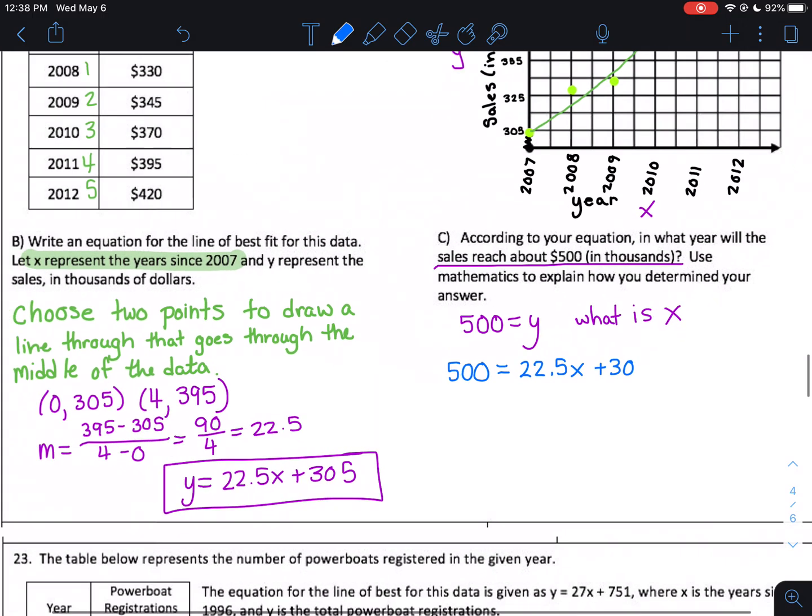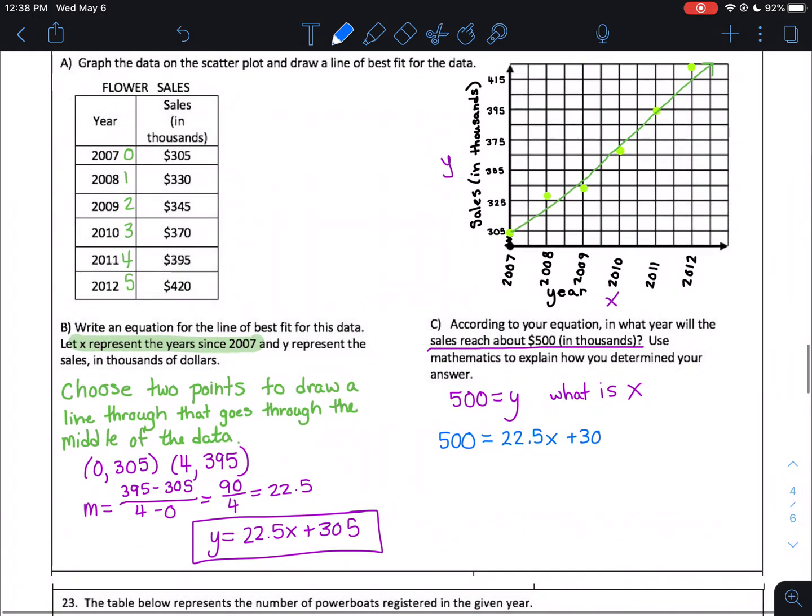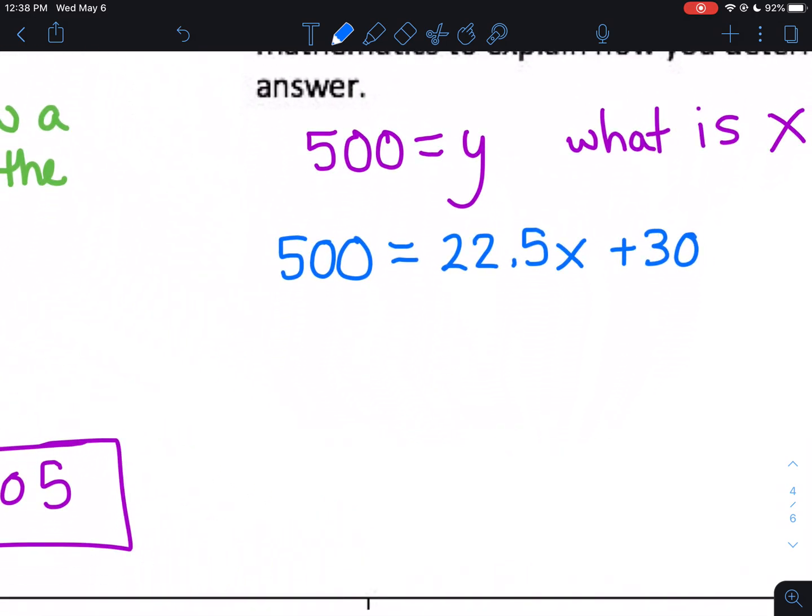Okay, so this is why a line of best fit is useful, because even though I know every single data point from this table doesn't fit along that line, it goes right through the center of the data. It's a pretty good representation of our data, so we can make predictions like this. All right, so the first thing I would do is subtract 305 from both sides.